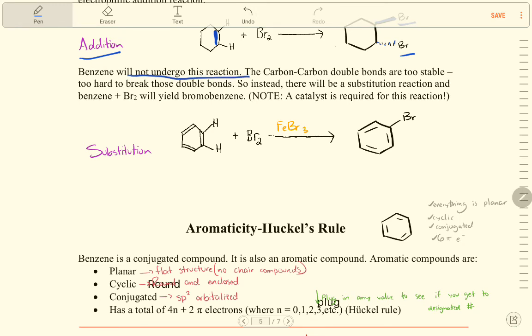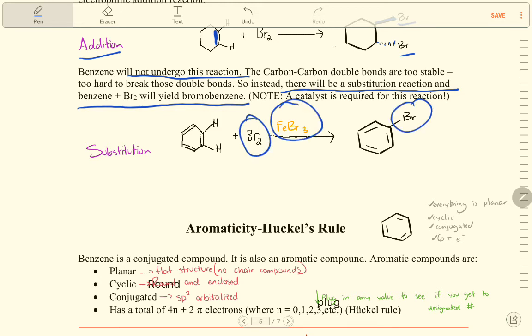The carbon-carbon double bonds are too stable, too hard to break. So instead there will be a substitution reaction. Benzene with Br2 yields bromobenzene. So with Br2 and FeBr3, you can add Br here. It's a substitution.